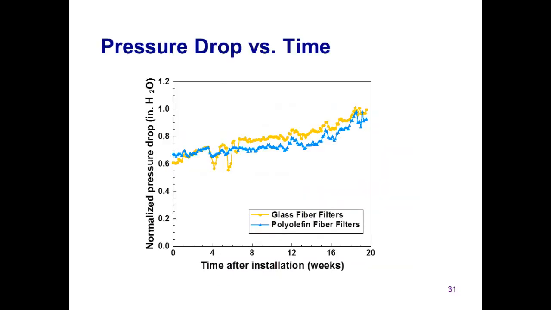This plot shows measurements of pressure drop versus time after installation. The yellow data represent the fiberglass filter, and the blue data represent the synthetic polyolefin fiber electret filter. We see that the filters had very similar pressure drops throughout the test period. The pressure drop increased gradually over time before going up more quickly at the end due to blockage of the filters with collected particles.